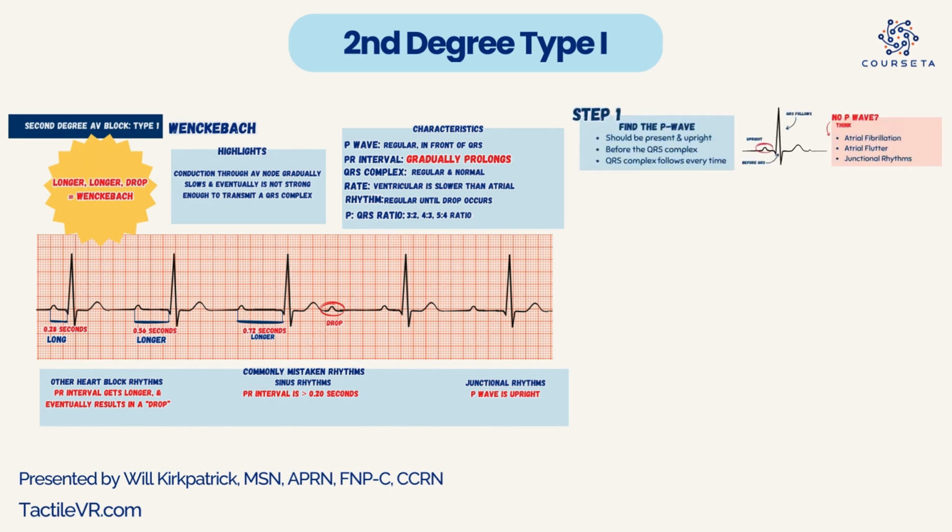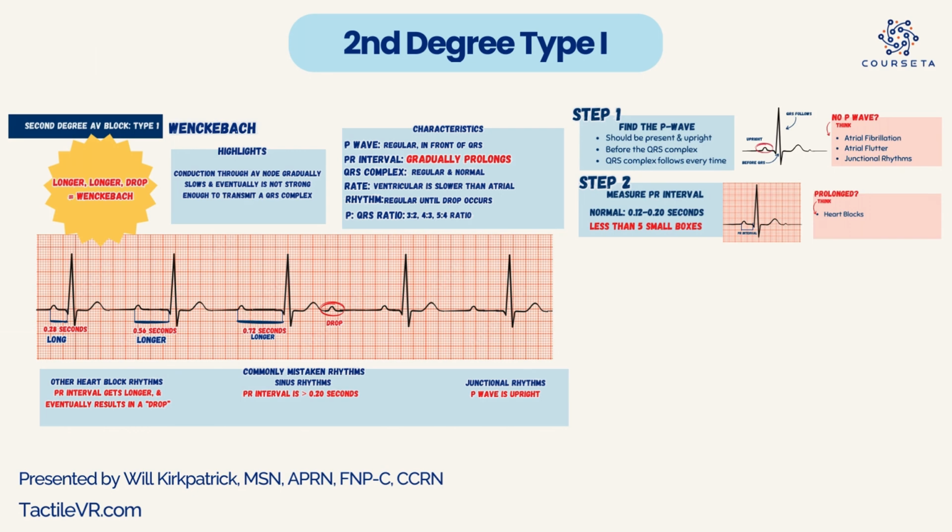All right, so if you go through this EKG step by step, step number 1, you look at the P wave. It checks out because it's upright, it's not inverted or anything, and it's before every QRS complex. And then you have step number 2, which is how you determine every heart block. We have the PR interval. As we just mentioned, second degree type 1 is characterized by a longer PR interval that prolongs over time and eventually causes a complete block.